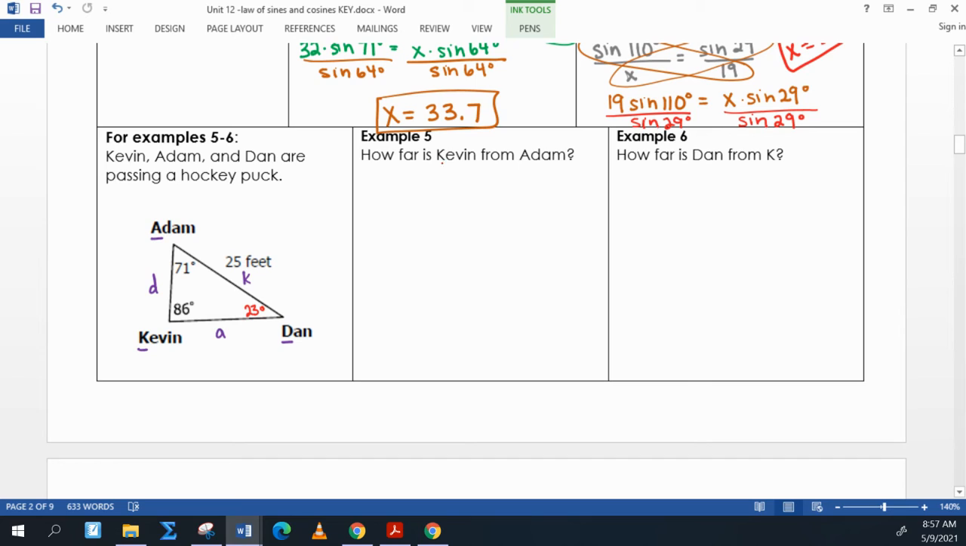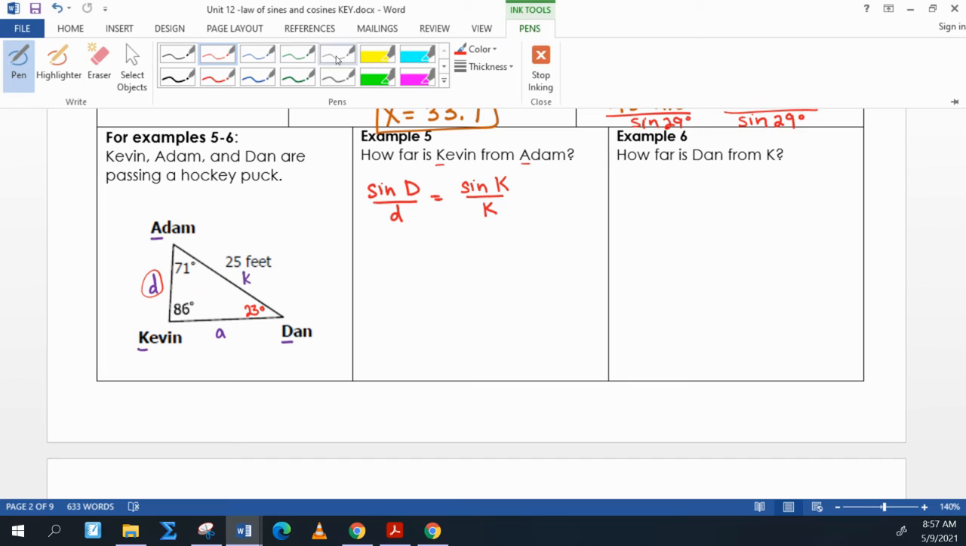So on example 5, they're asking how far Kevin is away from Adam. So here's Kevin, here's Adam. So D is what they're actually wanting here. So we're going to use the sine of angle D over little d. And then we're going to use Kevin as well because he's the only other side we know. We know that we say Kevin, it's actually the side between Adam and Dan, but we called it little k. So we're going to use the sine of big K over little k. And then just plug in the values.